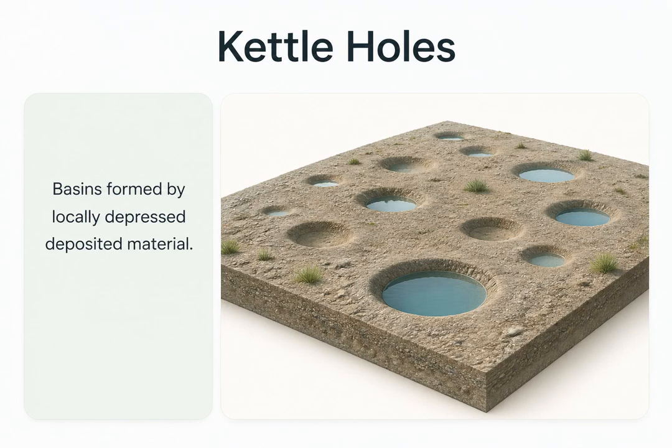These form when large blocks of ice break off the retreating glacier and get buried in the outwash plain. When those buried ice blocks eventually melt, the sediment above them collapses, forming a local depression or basin. If they fill with water, they become kettle lakes.